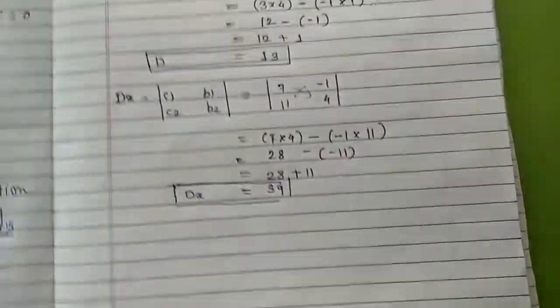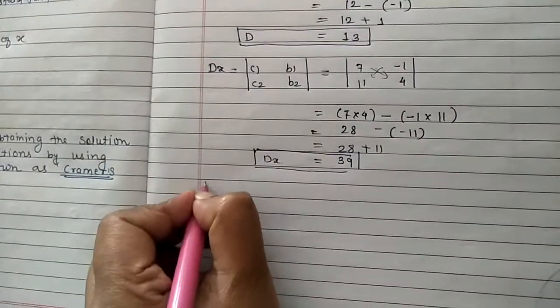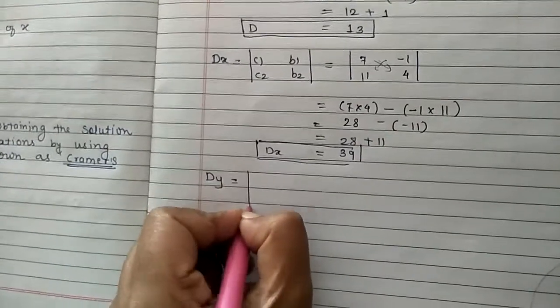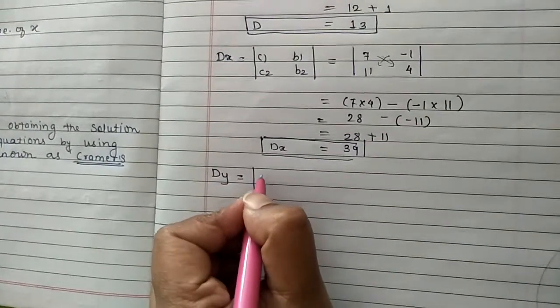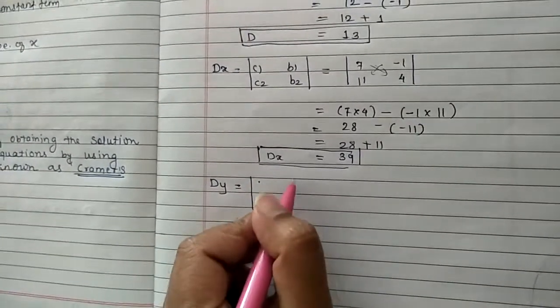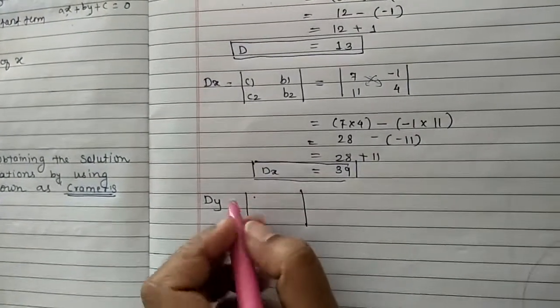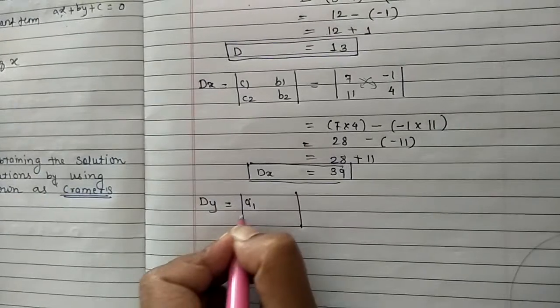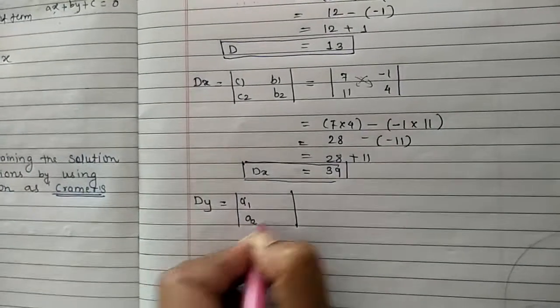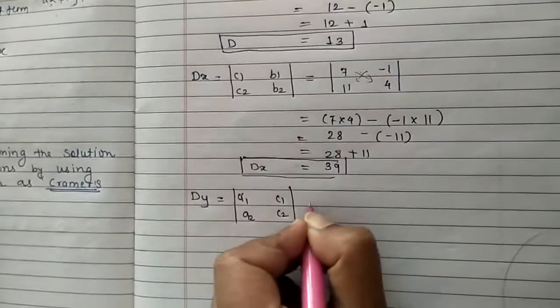Done. Now we are going to find out the dy. So dy is what? The y coefficient we are going to replace with c1, c2, and a1, x we have to write down. So it is nothing but a1 upon a2, and here it is c1 upon c2.